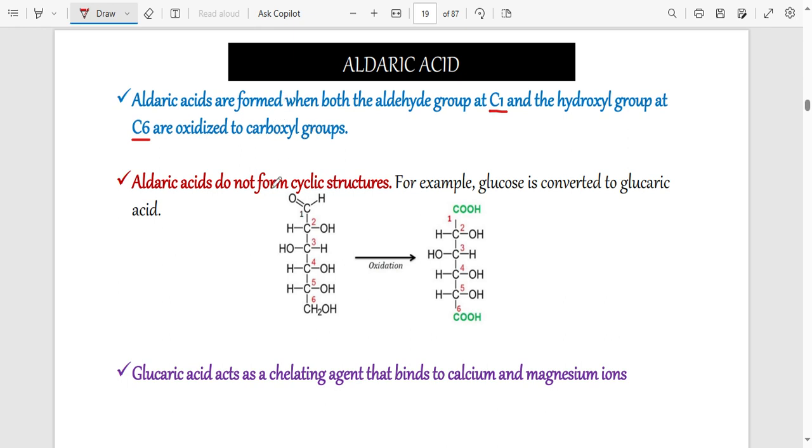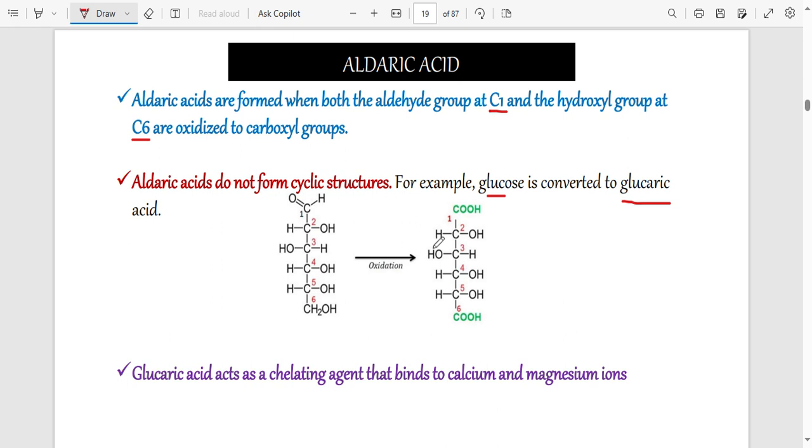For example, these are aldaric acids. Glucose can be converted into glucaric acid. What did we do? We got the last four letters from aldaric, and from glucose we removed the last three letters. We combined that. It formed glucaric acid.